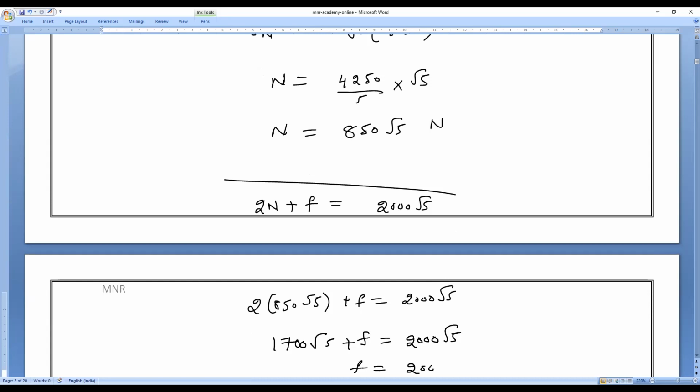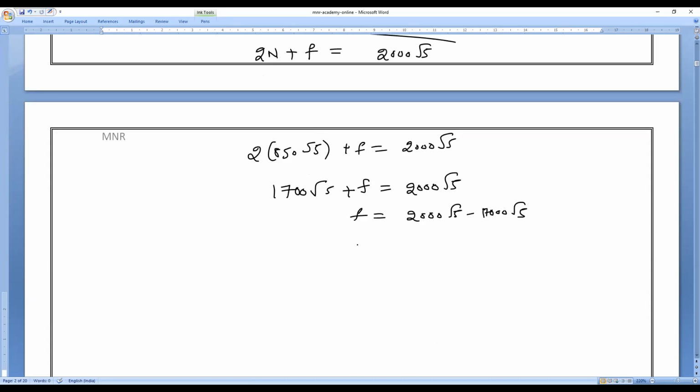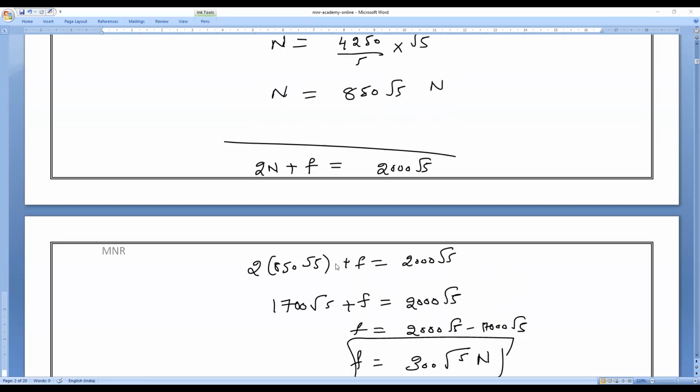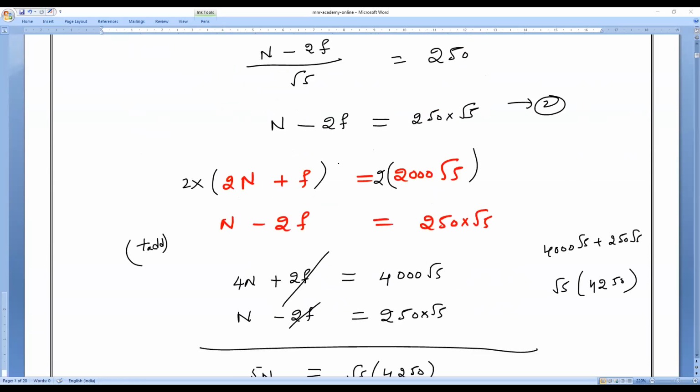So F is equal to 2000 root 5 minus 1700 root 5, which is equal to the force of friction. How much? Everybody? 300 root 5 newtons. Very good, Narayan. Narayan did well fast. So the value is 300 root 5 newtons. Understand, Rudreswa? Clear? All of you?